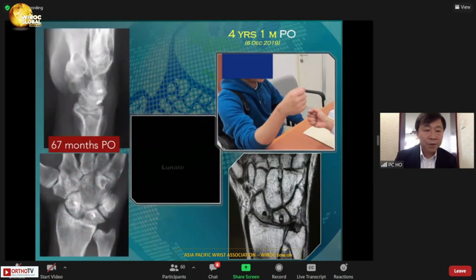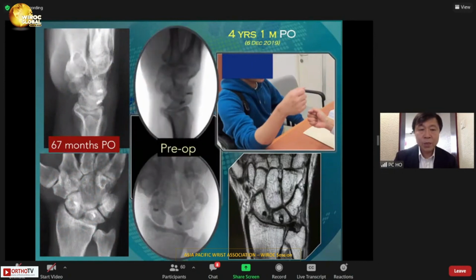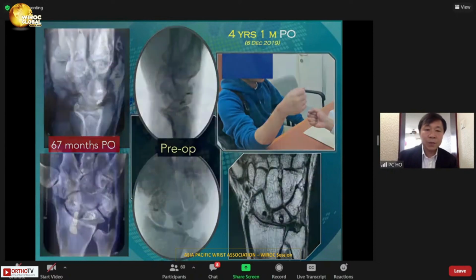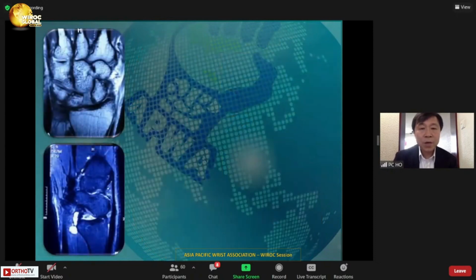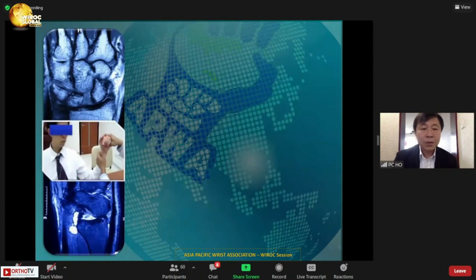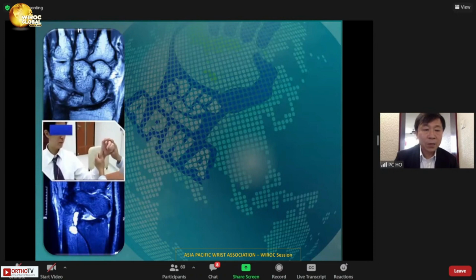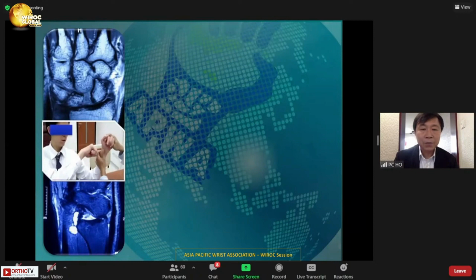This is almost 5 years after. You can see alignment is still maintained as compared to pre-op. There's a huge improvement in the radiological alignment. Another patient: wide diastasis of the scapholunate joint, dorsal scapholunate subluxation. Clinically, a very significant Watson sign with a repeated, constant clunk on doing this Watson test, and the patient feeling pain at the back of the wrist.